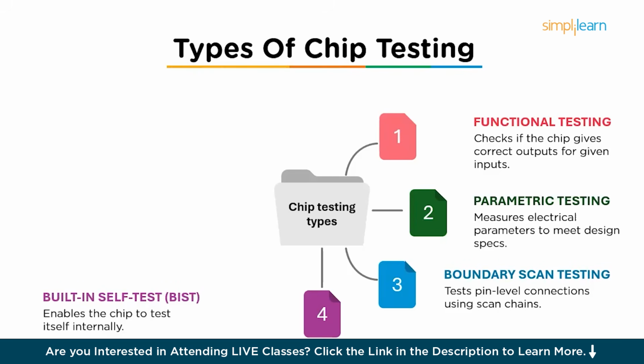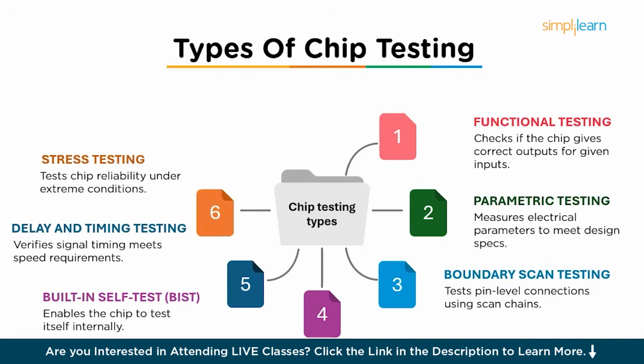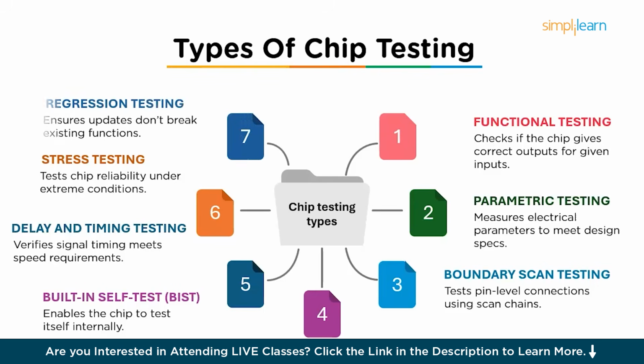Enables the chip to test itself internally. Then comes delay and timing testing. Verifies signal timing meets speed requirements. Then comes stress testing. It tests chip reliability under extreme conditions. Then comes regression testing, which ensures updates don't break existing functions.